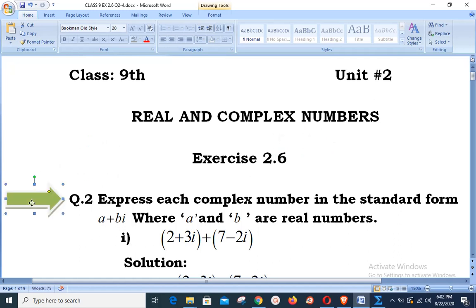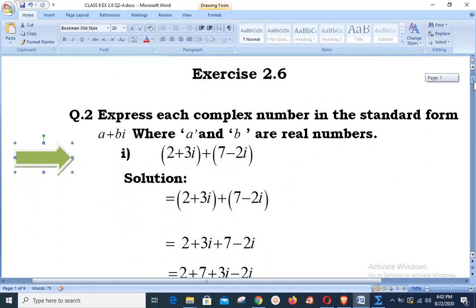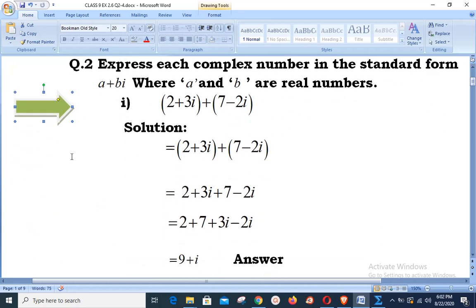The statement of the question is: express each complex number in the standard form a plus b iota where a and b are real numbers. Part number 1: values are 2 plus 3 iota plus 7 minus 2 iota. Viewers, here basically we are going to understand how to add two complex numbers. As I earlier told you, a complex number comprises two parts, one is the real part and another is the imaginary part. So our first step of the solution is the same as that of the question.